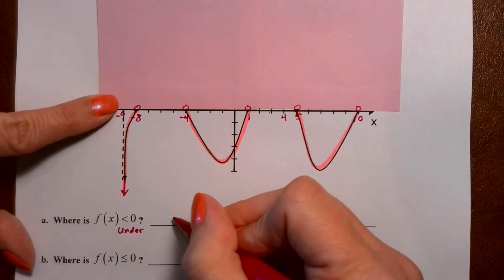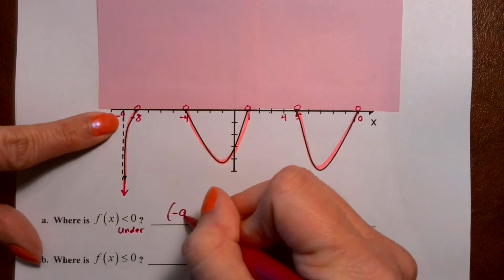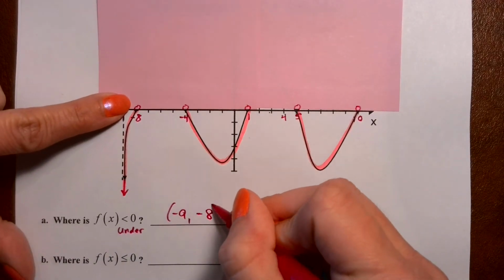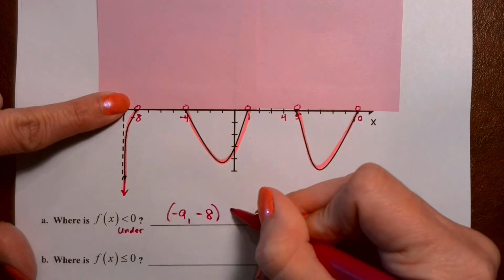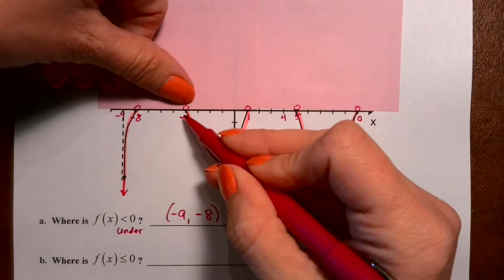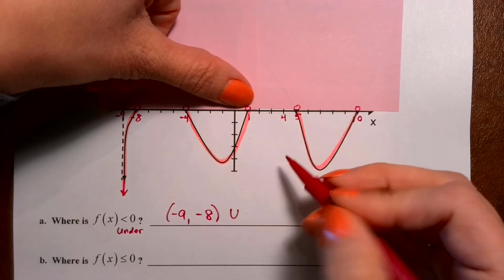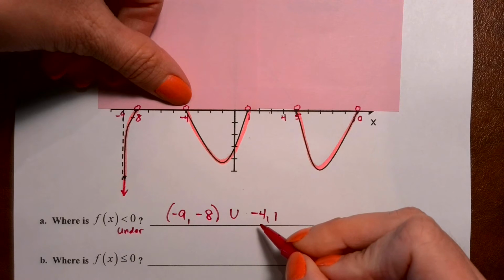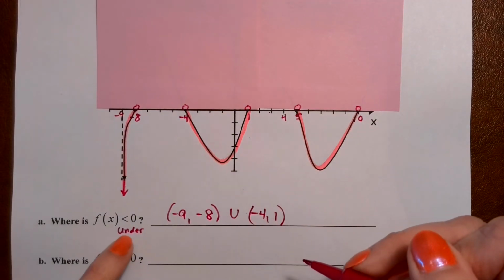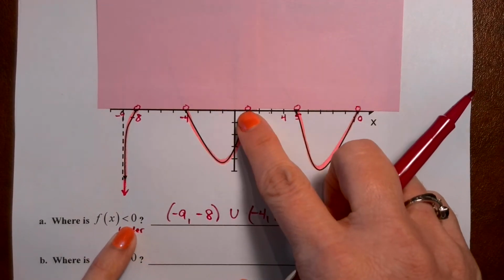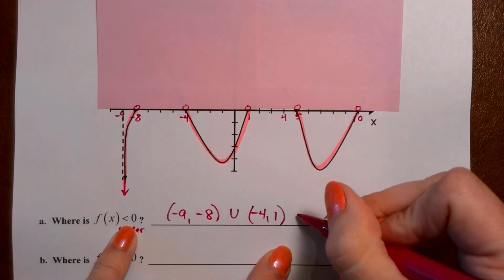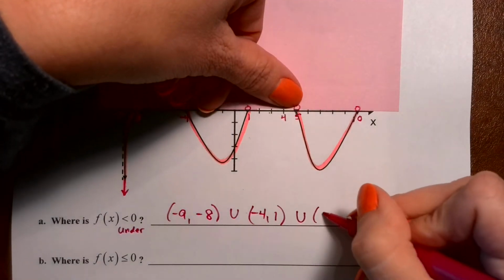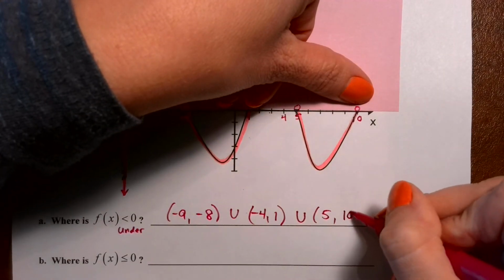The first one starts at -9, and this branch goes all the way until you get to -8 with parentheses. Then union. Now this branch from -4 to 1. Since they're open bubbles, I have to use parentheses. They don't want me to equal the x-intercepts. Then union. So it's like domain, but only for the pieces that are below: from parentheses 5 until I get to 10 parentheses.